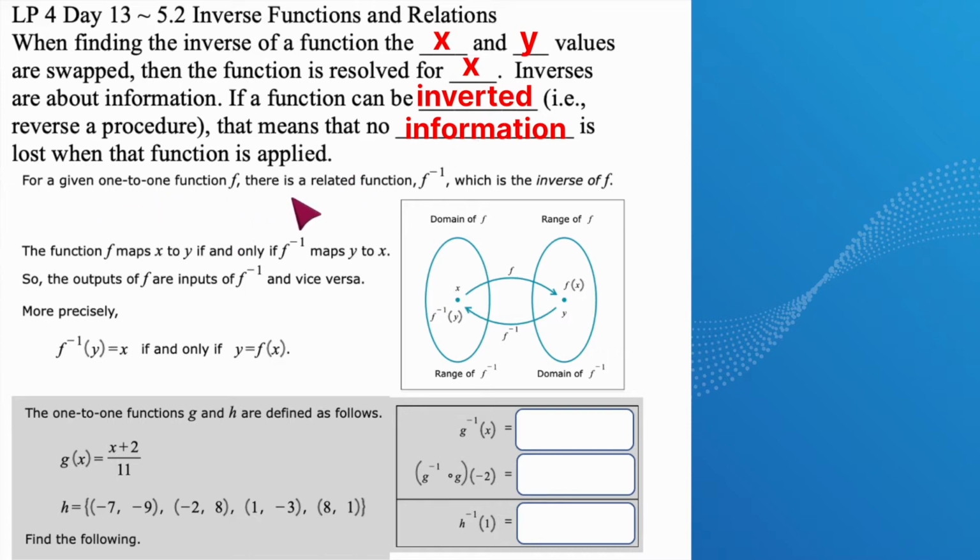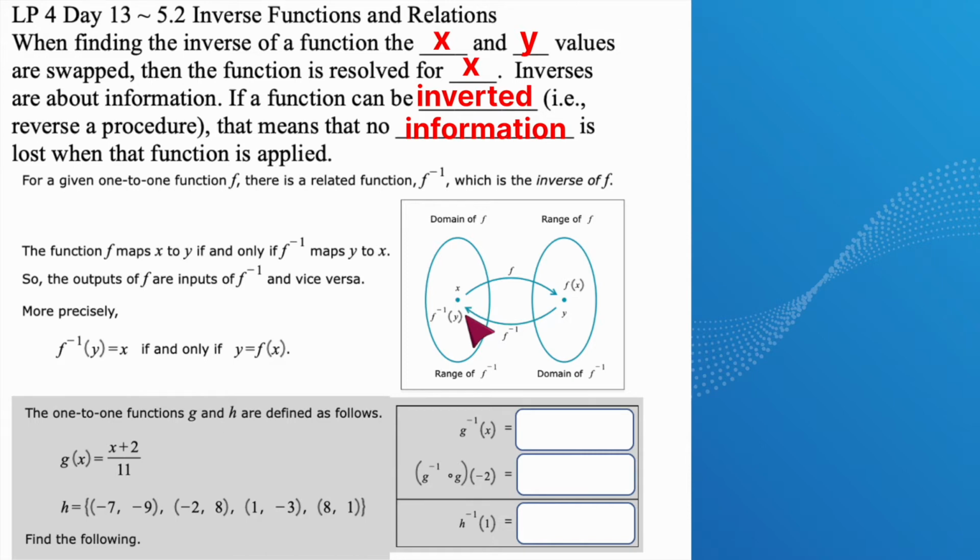So for a given one-to-one function f, there is a related function f^-1, which is the inverse of the function. That's literally how we read it: the inverse of function f. The function f maps x to y if and only if the inverse of function f maps y to x. So the outputs of f are inputs of the inverse of f, and vice versa. You can kind of see this back and forth.